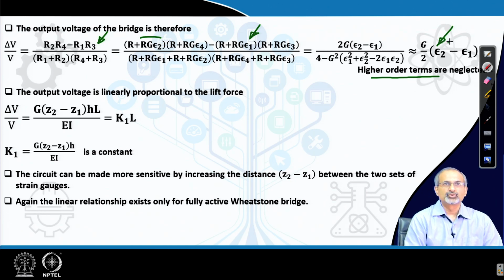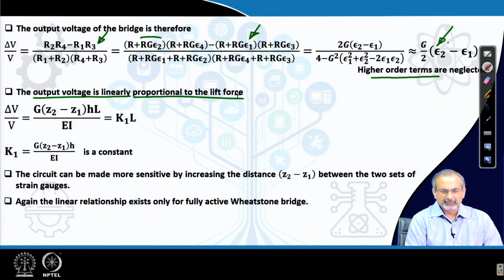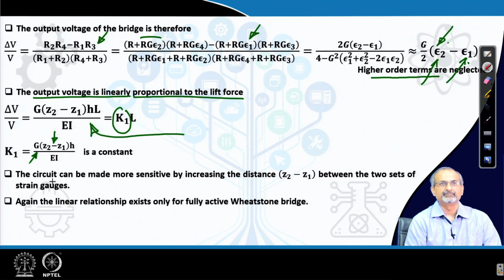So, the output voltage is linearly proportional to the lift force, because the epsilon expressions now come into the picture, which we have shown in the previous slide, and the final expression boils down to this. All right, and therefore, you can figure out that it is linearly proportional to the lift force. The K 1 is basically a constant comprising of gauge factor, the distance between the locations 1 and 2, h by E I.